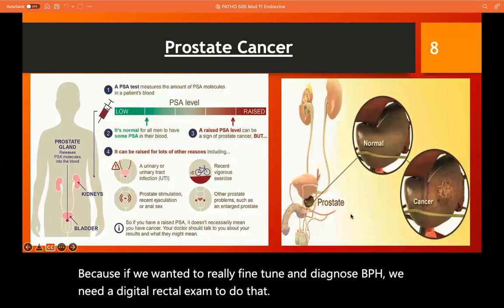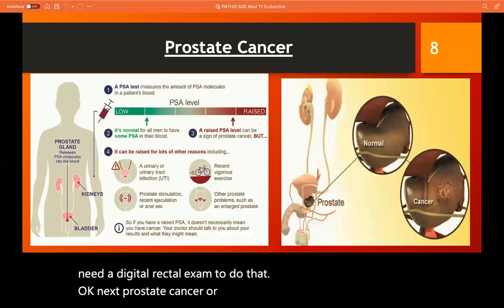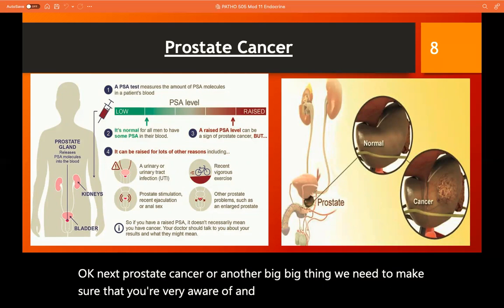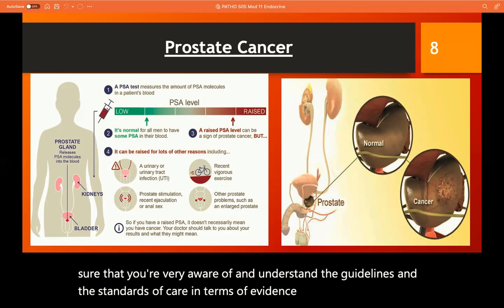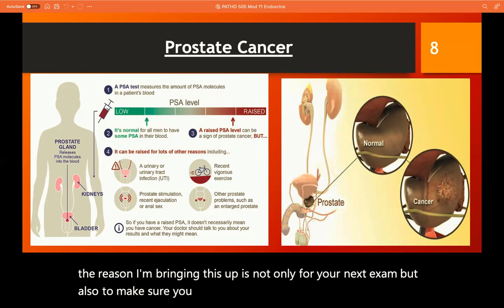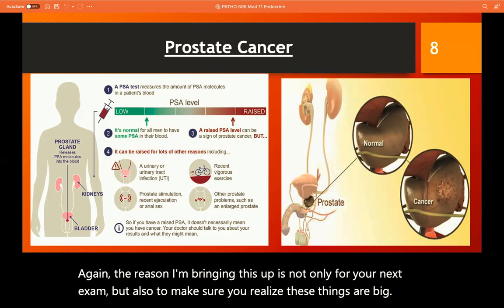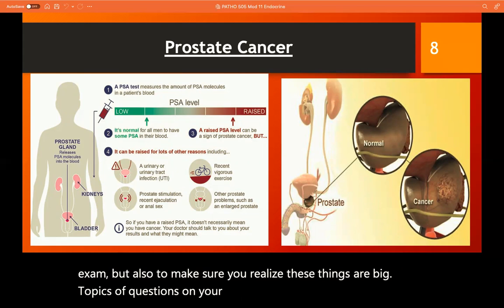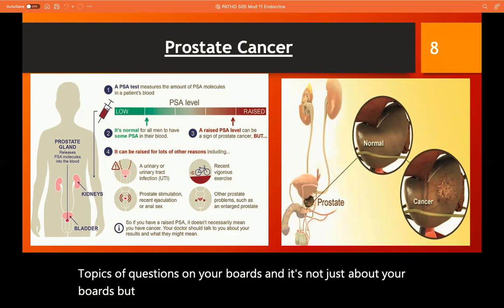Next, prostate cancer, another big thing we need to make sure you're very aware of, and that you understand the guidelines and the standards of care in terms of evidence-based practice. The reason I'm bringing this up is not only for your next exam, but also to make sure you realize these are big topics of questions on your boards. And it's not just about your boards, but also understanding the guidelines for when you're in practice in primary care.